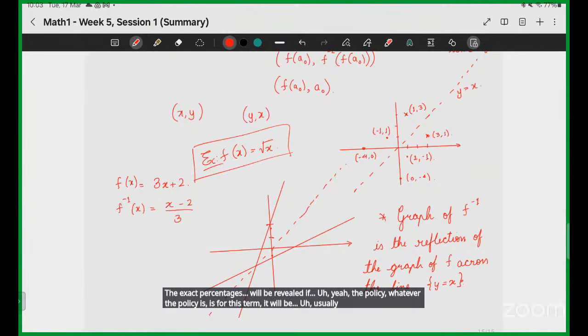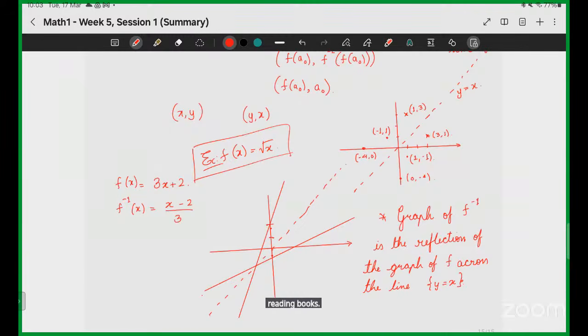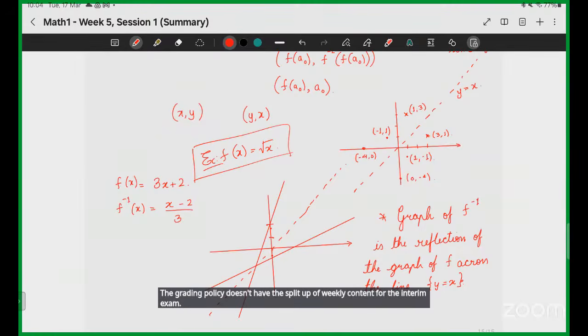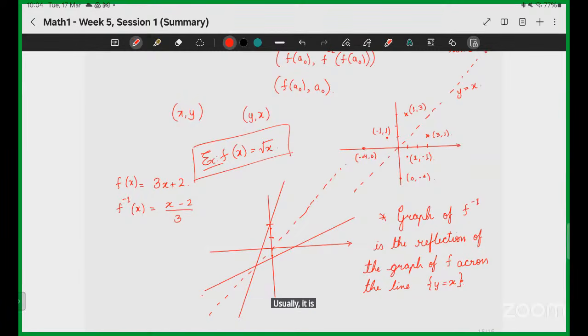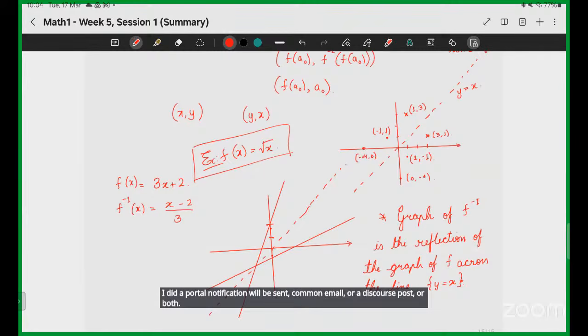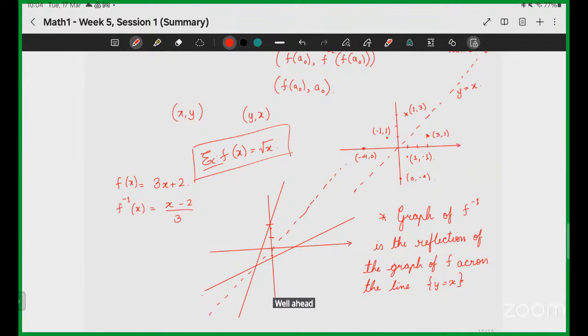There will be a discourse post. Sorry, the grading policy doesn't have the split up of weekly content for the end term exam. Usually it is term specific and course specific also, but you will get to know. Either a portal notification will be sent, a common email, or a discourse post, or both. It will be communicated well ahead of time.